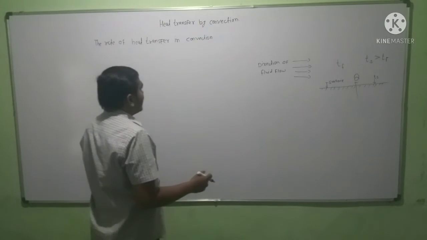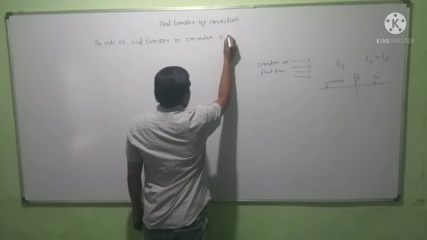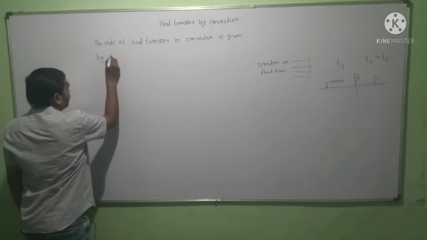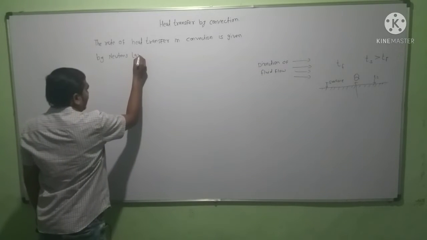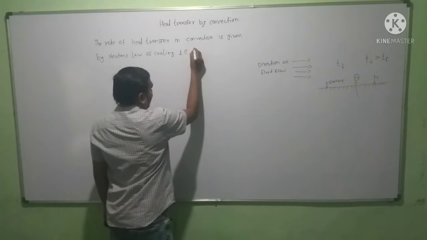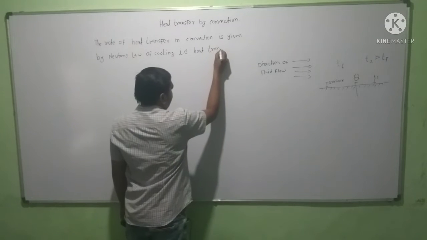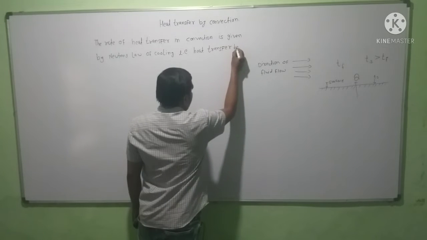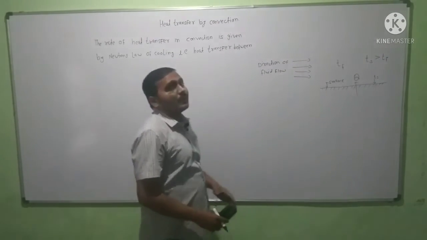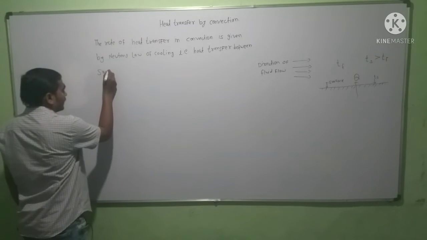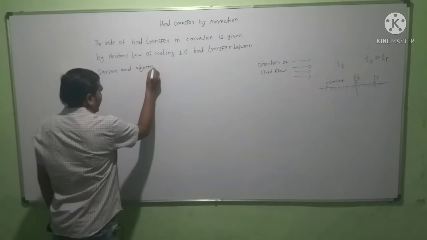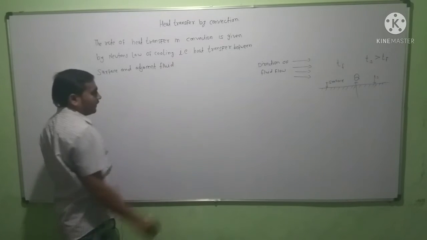The rate of heat transfer in convection is given by Newton's law of cooling, that is, heat transfer between this surface and adjacent fluid, which is given by Newton's law of cooling.